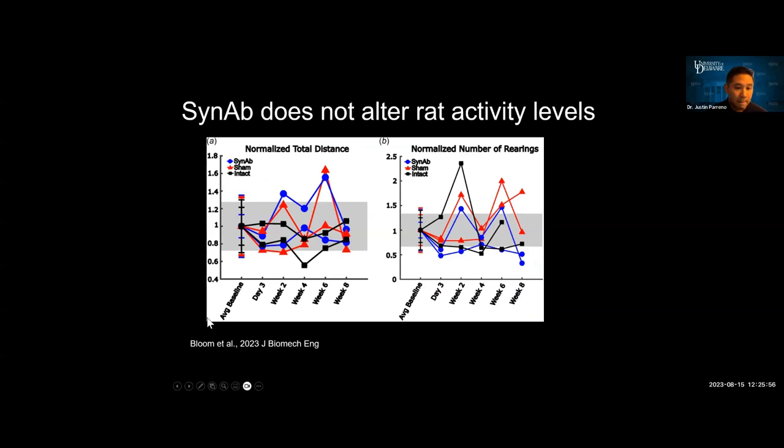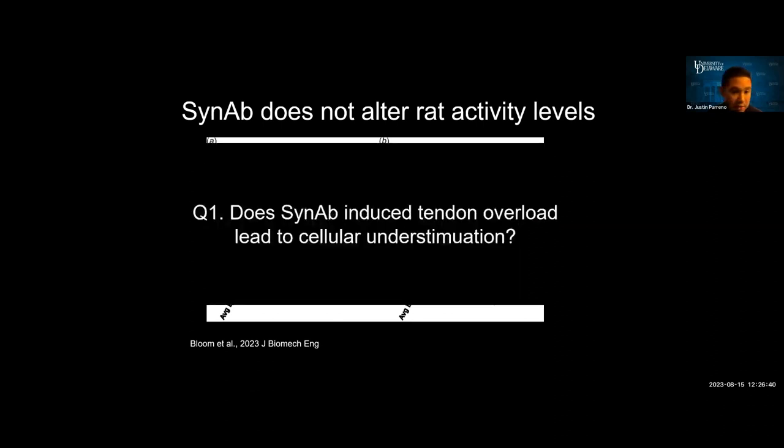Now, Ellen did some activity monitoring, and what Ellen found was that there was no difference between rats that had undergone the SYNAB surgery, sham surgery, or that were left untouched. So there was no difference in the normalized total distance that the rats traveled over an 8-week period. Also, the number of rears and the amount of time they spent on the hind limbs isn't any different in any of the conditions. So we believe that this is truly an overload model where there's no difference in the activity or the number of cycles that the tendon is experiencing.